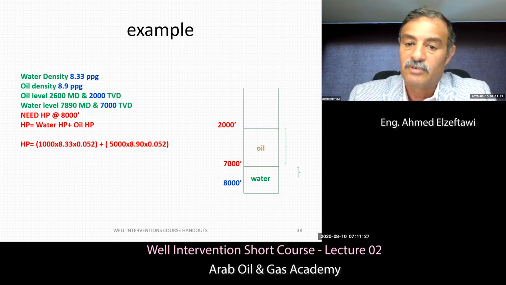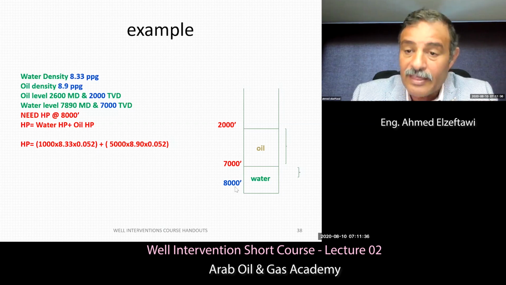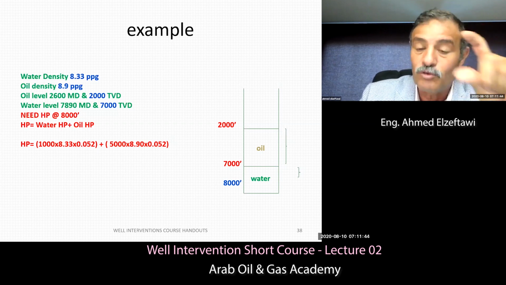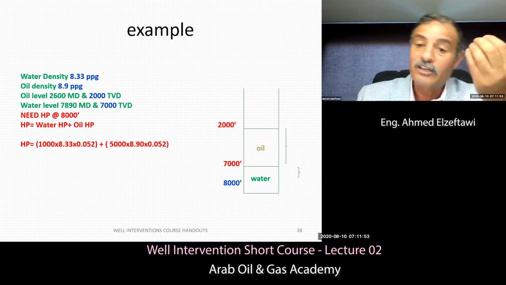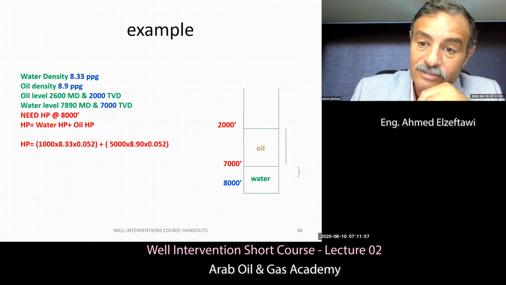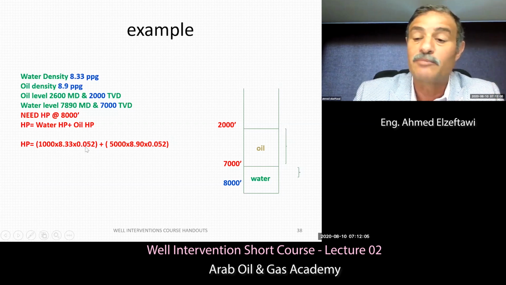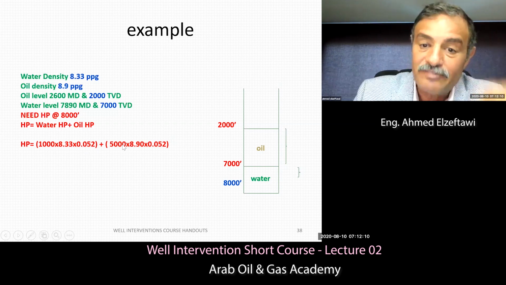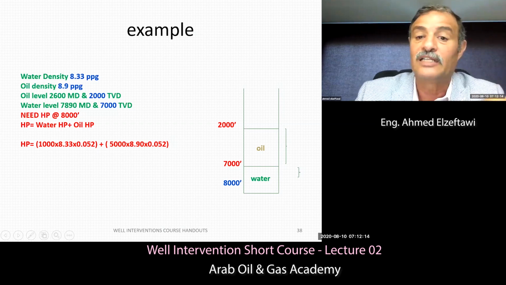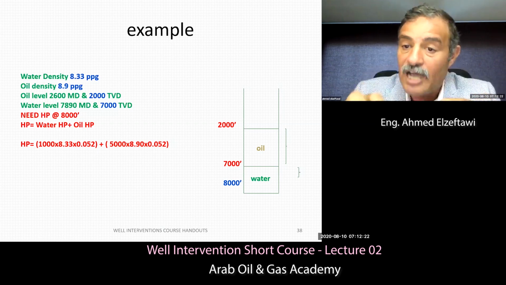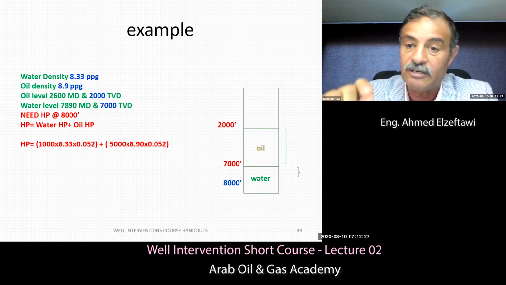What is the TVD of water? Is it 7,000? Of course not. It is this portion between 7,000 and 8,000, so it is only 1,000 feet. What about the oil? The column of oil is between 7,000 and 2,000, which is 5,000 feet. So to calculate the hydrostatic head at 8,000 feet, it is the hydrostatic head created by the water, which is 1,000 feet times the density of water times the constant, plus the TVD of oil, which is 5,000, as we agreed, times the density of oil, which is 8.9, times 0.052. This will give us the hydrostatic head at the exact point we need, which is at 8,000.